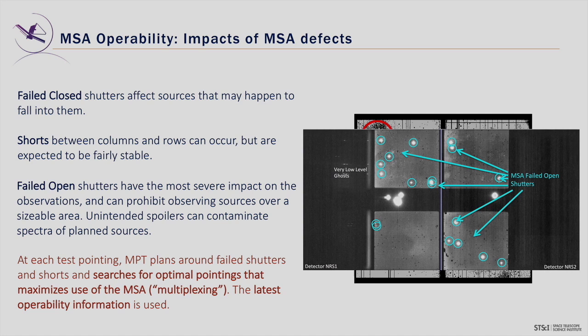So again, at each test pointing, this tool will create a series of test pointings in a grid on the sky, and you'll specify the spacing of the grid and the extent of the grid, and at each pointing, the tool will try to plan around the failed shutters, pick up as many sources as it can through all of the dither points. And so it's optimizing the use of the MSA as much as possible, while also observing as many sources throughout the dithers as possible.